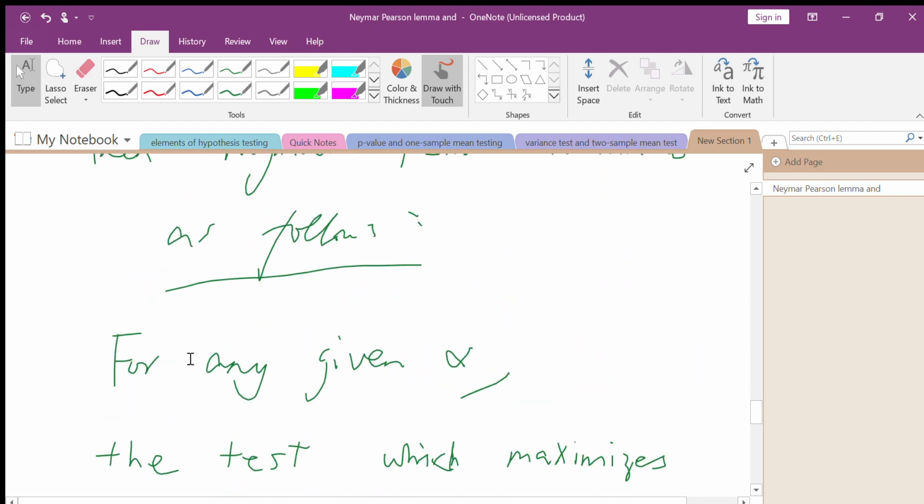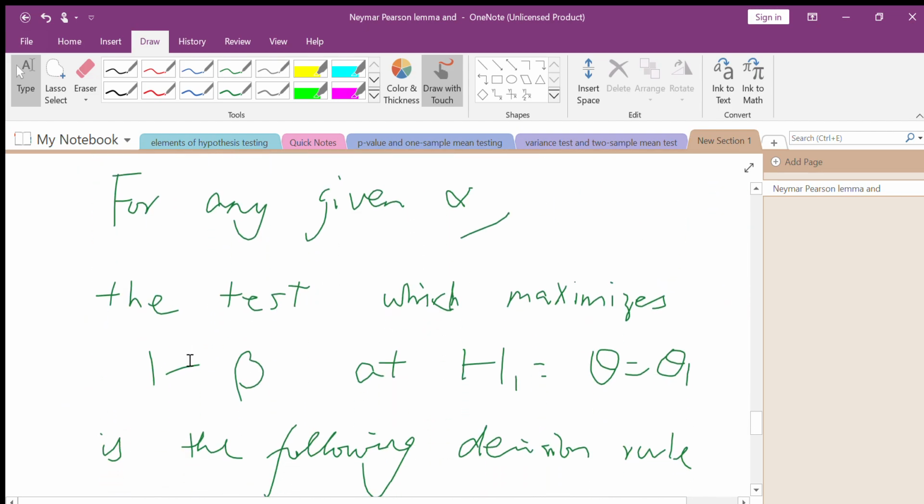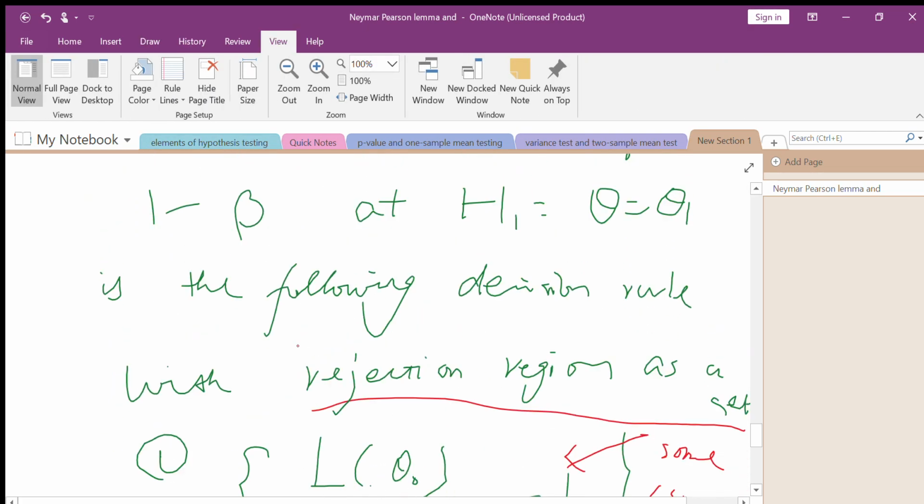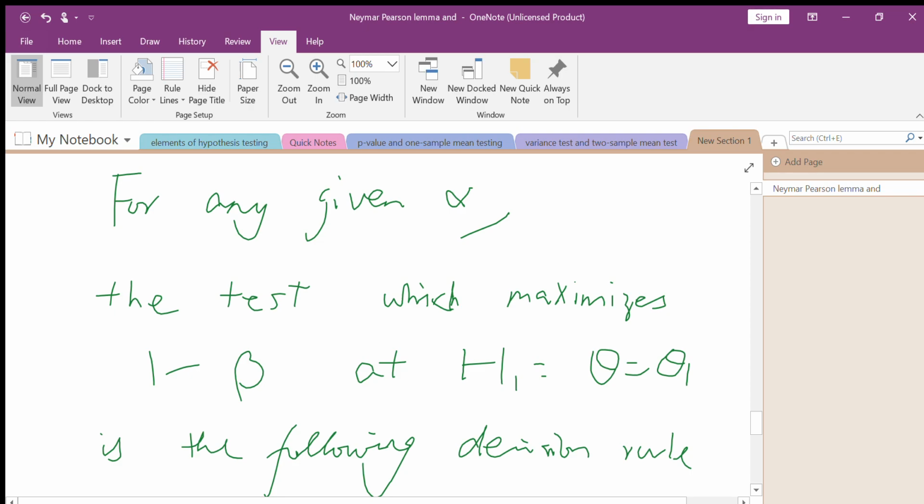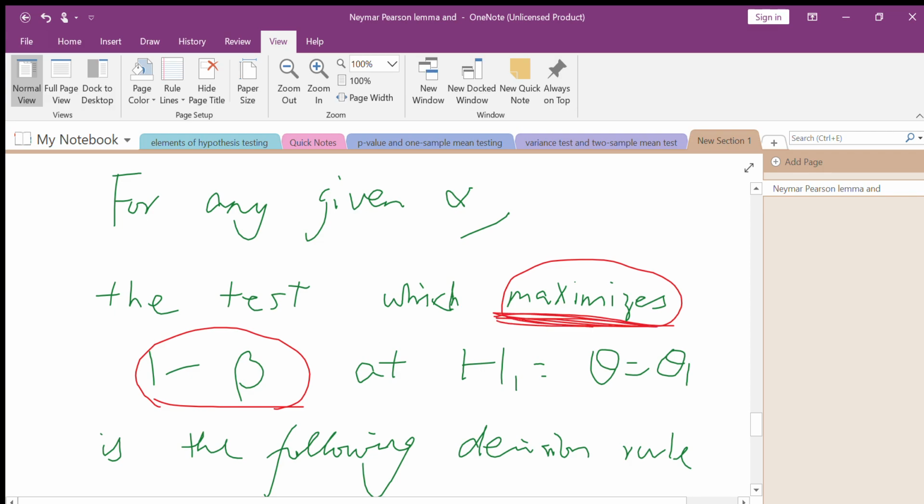And the Neyman-Pearson lemma tells us that for any given alpha, the test determined by the following two steps maximizes 1 minus beta. So that's the main conclusion of the Neyman-Pearson lemma.